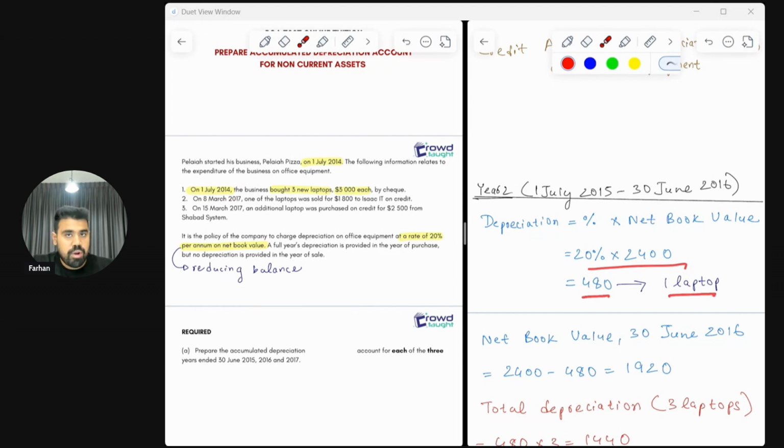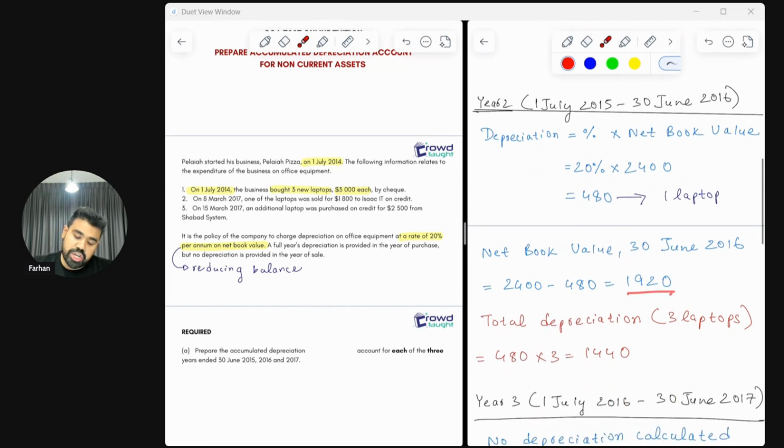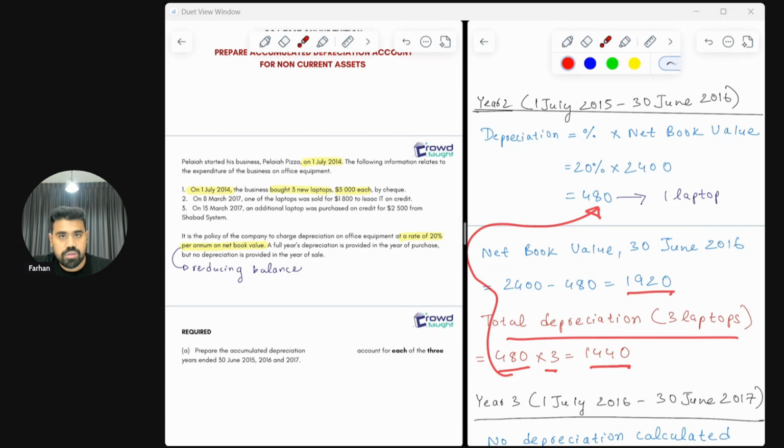Now, again, always remember to find the net book value at the end of every year, mainly under the reducing balance method. So the net book value at 30 June 2016 is simply the net book value that we had at the end of year 1, which was $2,400, minus the depreciation expense that we had calculated for this year, which is $480, and that gives us $1,920 altogether, okay? Now, the total depreciation for 3 laptops, given that every laptop costs the same amount, is basically $480, which we calculated as the depreciation for the second year for one laptop, multiplied by 3, altogether, which gives us $1,440, okay?